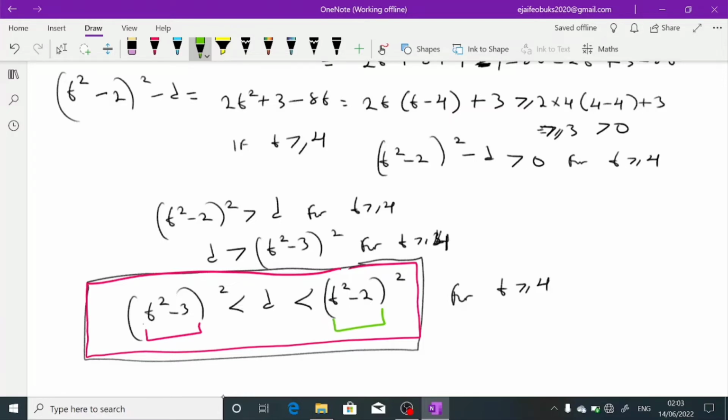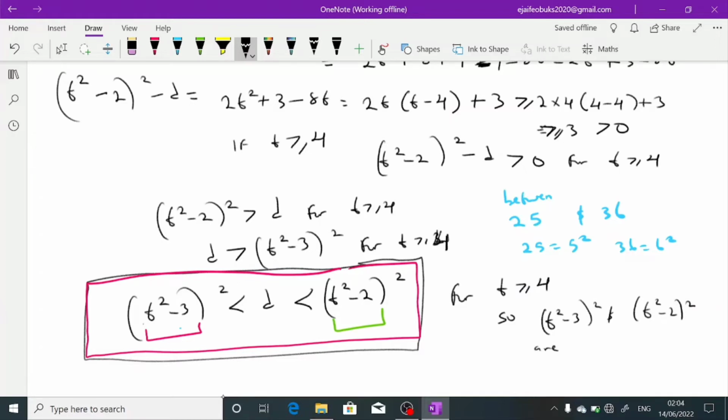Let's look at some numbers. Between 25 and 36, can you find any perfect squares in between 25 and 36? No, because after 25 is 5 square and 36 is 6 square. So these are consecutive squares. So t square minus 3 all squared and t square minus 2 all squared are consecutive squares.